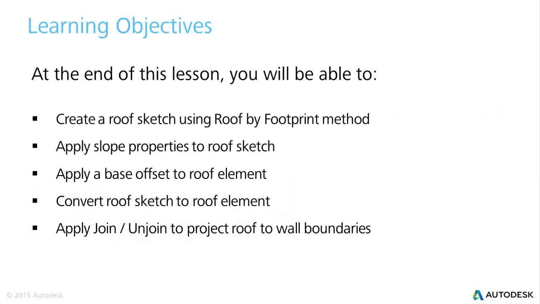Let's review the learning objectives for video 4. At the end of this lesson, you will be able to create a roof sketch using roof by footprint method, apply slope properties to the roof sketch. In addition, apply a base offset to the roof to be hosted from a level, convert the roof sketch to a 3D roof element, and then apply join techniques to project the roof to wall boundaries. With that, let's get started.